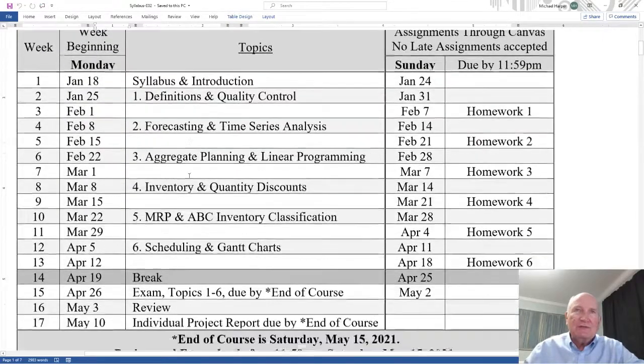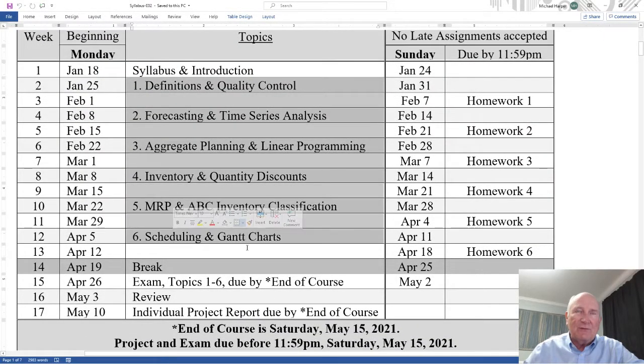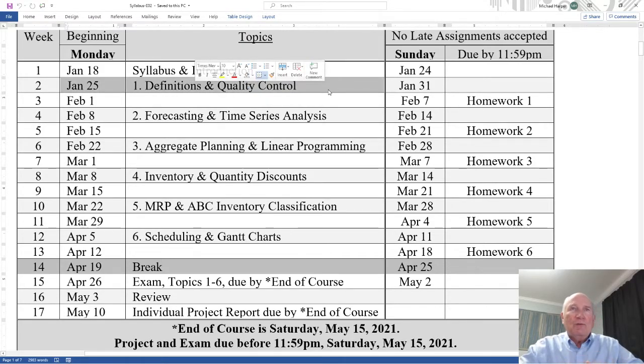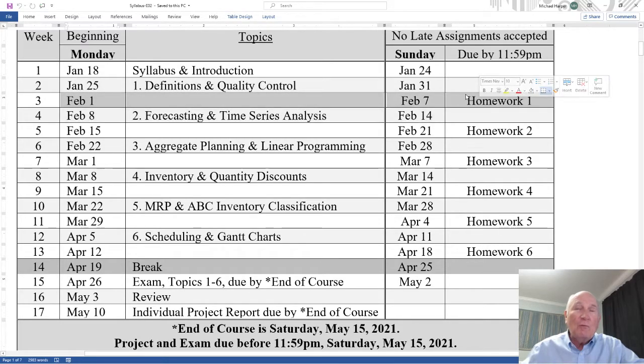Okay, here's the schedule. In the schedule, notice that there are 6 topics here before the break. Each topic will have a homework assignment, and notice I have 2 weeks for every topic. The reason I do that is the first week will be a video lecture on the material, presenting the definitions, presenting the concepts, in some cases the applications, and then the second week will be a homework video where I'll focus on the homework and show how to do it, how to set it up, usually the quantitative part of the homework.